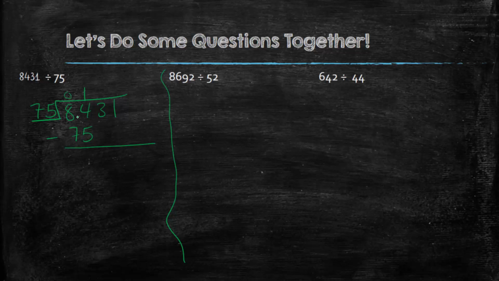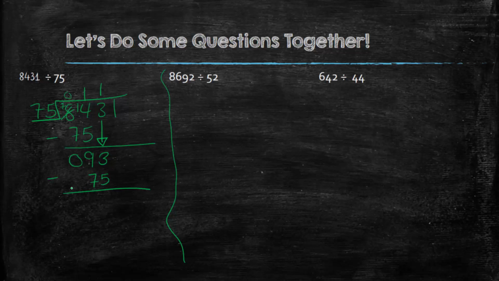4 minus 5. We can't do it. So we have to borrow here. So this becomes a 7. This becomes a 14. 14 minus 5, 9. 7 minus 7, 0. We drop the 3. We have 93. How many times does 75 go into 93? Once. 1 times 75 is 75.